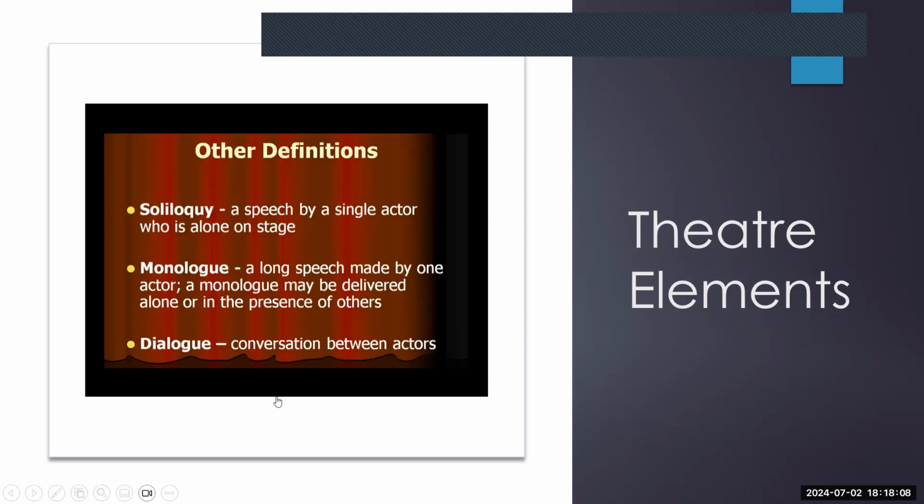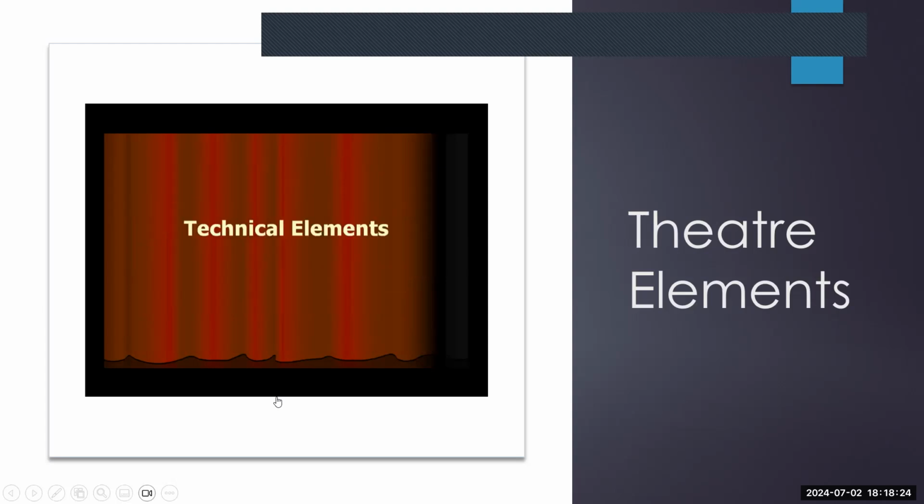Some other definitions that are important to know include soliloquy, a speech made by a single actor who is alone on stage. A monologue is a long speech made by one actor. A monologue may be delivered alone or in the presence of others. Dialogue refers to conversation between actors.